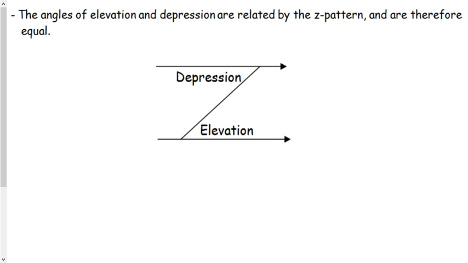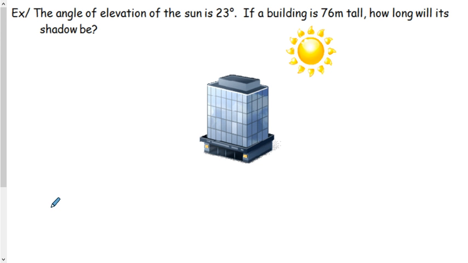Here's our first problem we're going to get into. And this is similar to the shadow ones we did with similar triangles. The angle of elevation of the sun is 23 degrees. So that means from the ground up, it's going to make an angle of 23 degrees. We've got a building that's 76 meters tall. That's a tall building. How long is its shadow going to be?